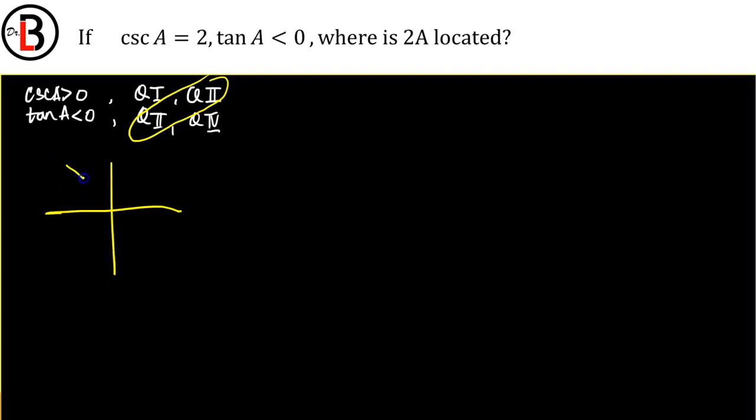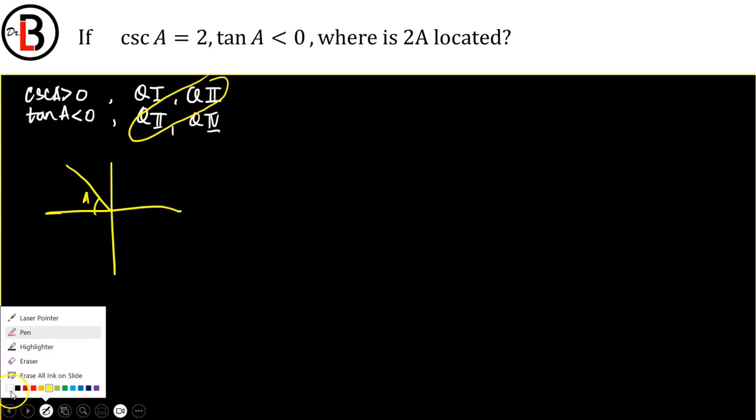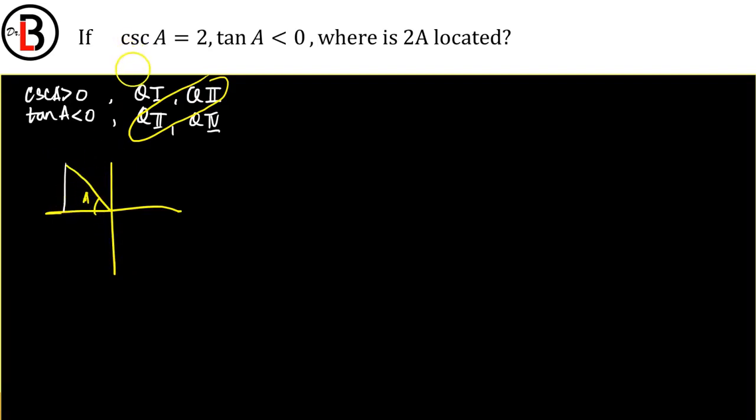So let's draw angle A in the second quadrant. This is your A. It says there cosecant. Cosecant is hypotenuse over opposite. So that means using the Pythagorean theorem, this is square root of 3, but then it goes to the left, so that is negative. Now you're being asked, where is 2A located?